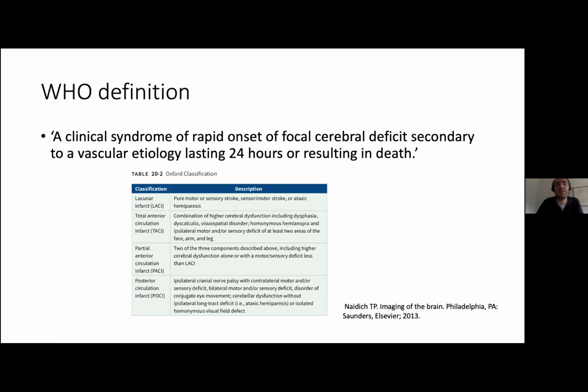Stroke is a clinical syndrome lasting more than 24 hours. I'm not going to go into this. There are lots of different types of strokes, and these are the different abbreviations that the stroke physicians use: lacunar infarcts, total anterior, partial anterior, or posterior.